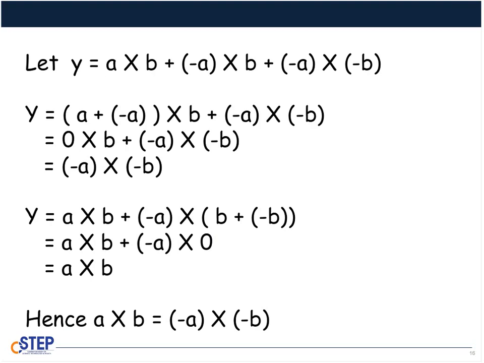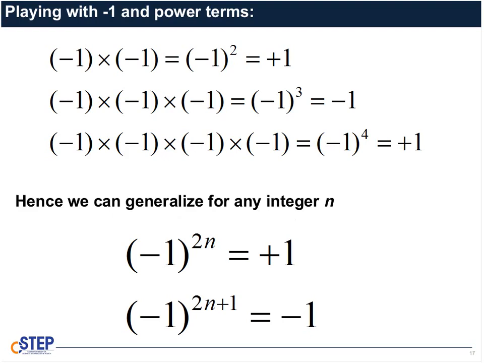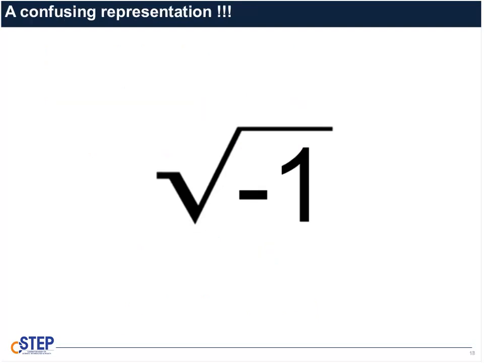You cannot prove directly, without the help of set theory or group theory, that minus 1 into minus 1 is plus 1. So when you know minus 1 into minus 1, you can play with their power terms. Obviously, minus 1 squared becomes plus 1. If we take another minus 1, it becomes minus 1. Hence, you can generalize for any integer n: minus 1 to the power 2n is plus 1, and 2n plus 1 is minus 1. But the problem comes when n is not an integer but a fraction. And that is another beauty of minus 1.